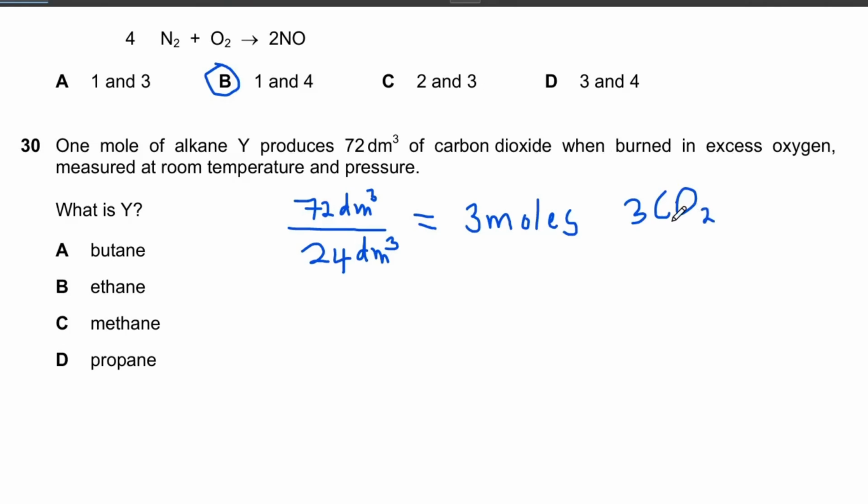Now, if 3 moles of carbon dioxide is produced, that means the alkane that was burned must have 3 carbon atoms. Now, the alkane that will have 3 carbon atoms is propane. So therefore, our answer is D, propane.